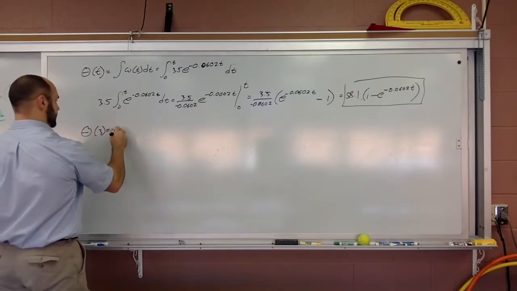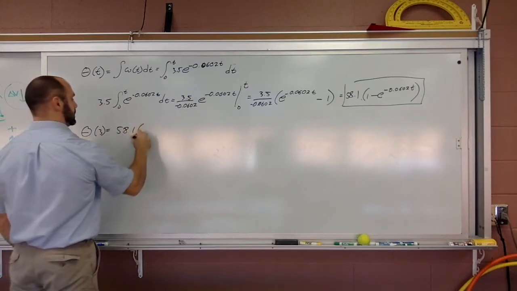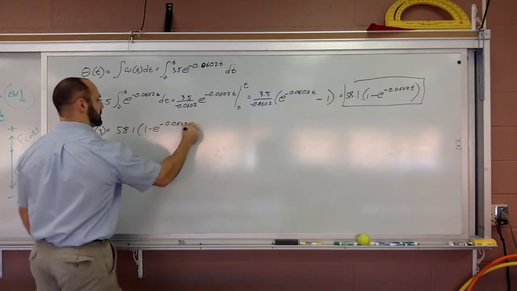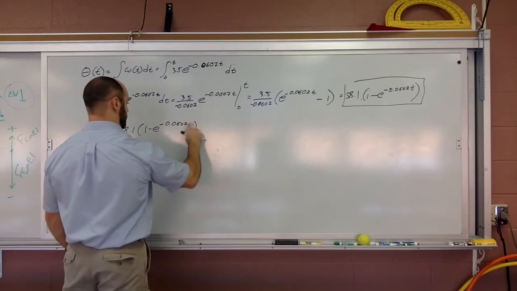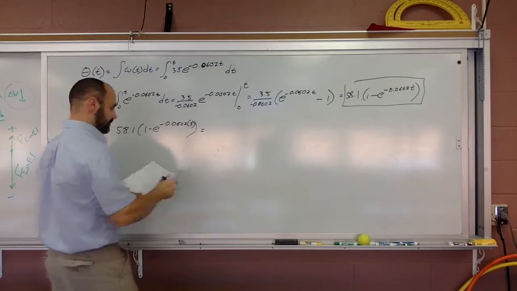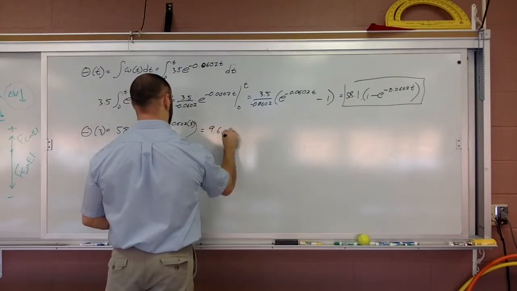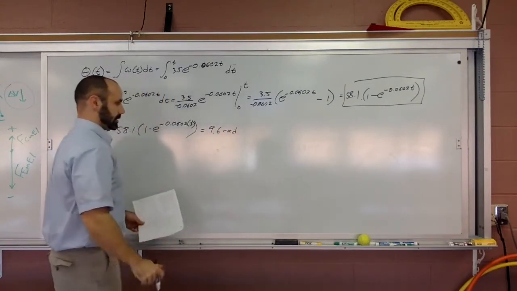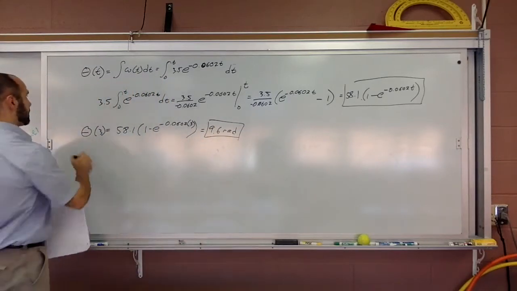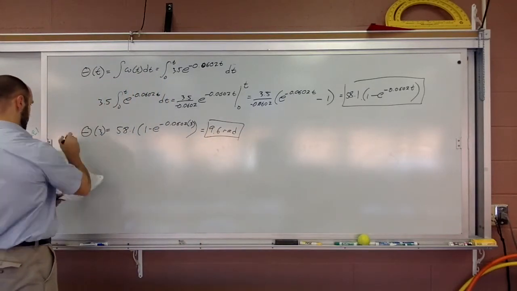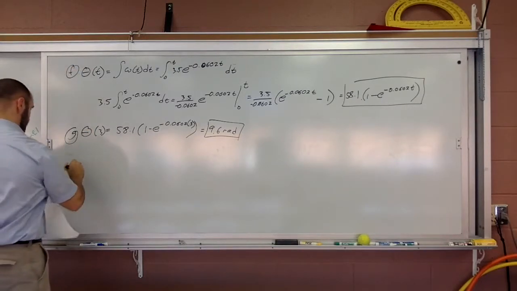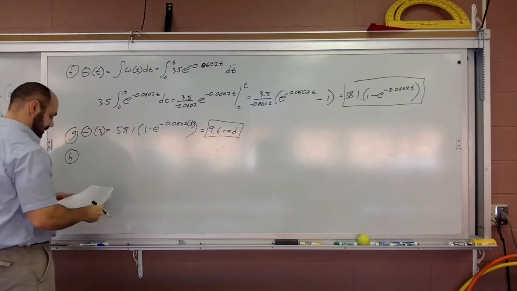Well, we just plug the numbers in, right? 58.1 times 1 minus e to the negative 0.0602 t. Or rather, sorry, we're plugging in 3. And that gives us 9.6 radians. So that was G. This was F. Apologize. H.